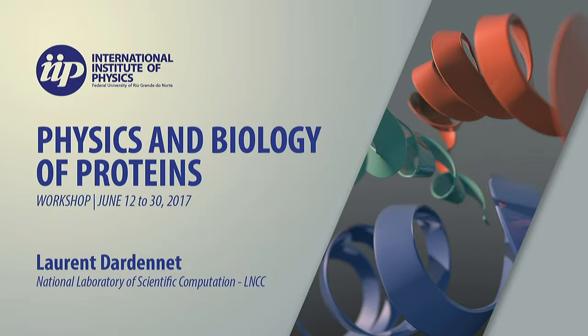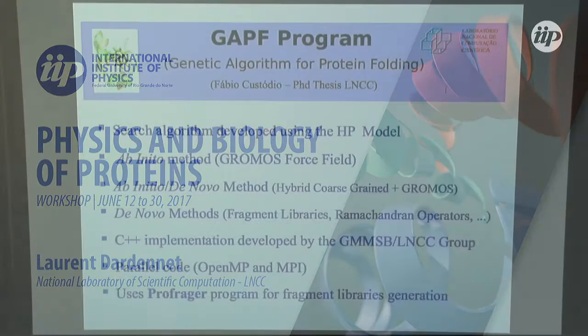The most successful programs in the last CASP editions are Rosetta, with a template-based and template-free de novo method, Quark from the Zhang group, a template-free de novo method, and I-TASSER, a template-based method also from the Zhang group. And we also developed our own program, the GAPF program, Genetic Algorithm for Protein Folding. It was the PhD thesis of Fabio Custódio. We developed our own search algorithm.